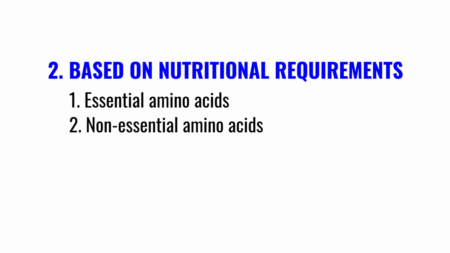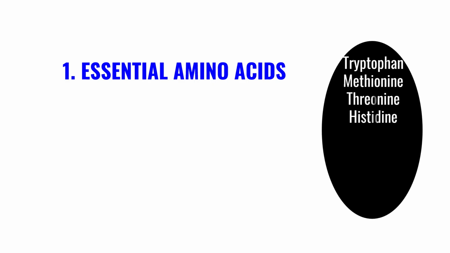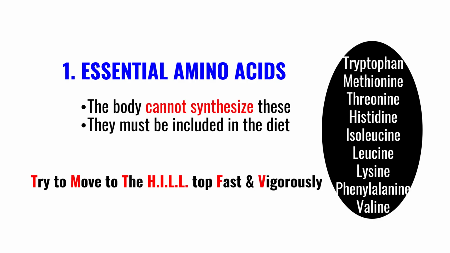So there are two types of amino acids, or two groups of amino acids. First one is essential amino acids, second is non-essential amino acids. So the first category is essential amino acids, meaning our body is unable to synthesize these amino acids, therefore they must be supplemented in our diet. So these are 9 amino acids and you have to memorize them.